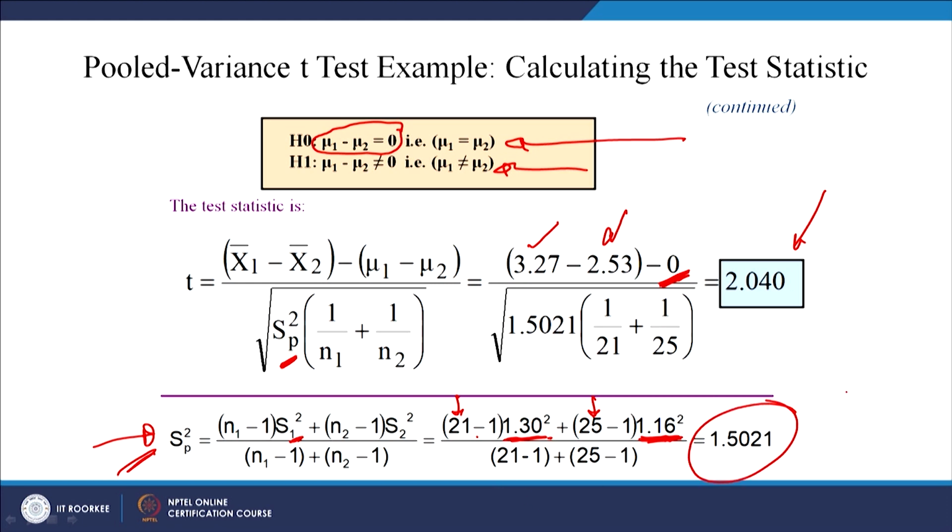Before calculation of t statistic, you should calculate S P, the pooled variance. This is 1.501, which you can write over here in this formula, 1 by 21 plus 1 by 25. This is how you should get the calculated t value. Now what? Would you reject or not reject the null hypothesis?